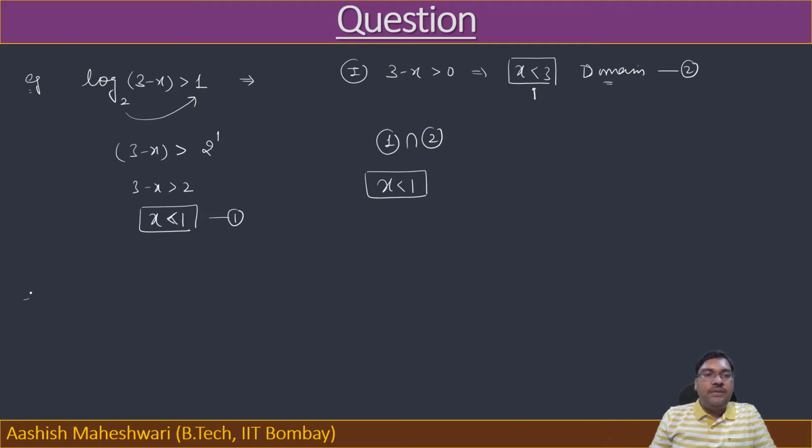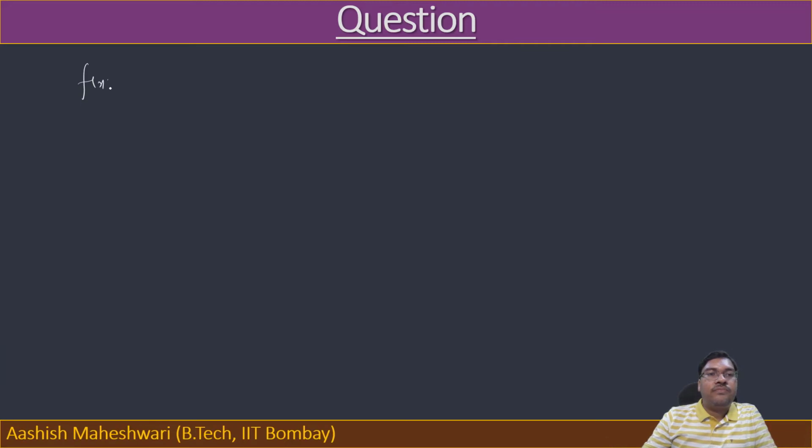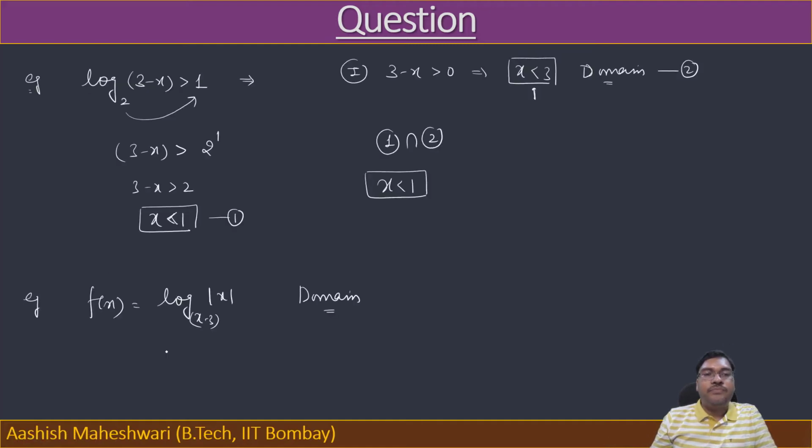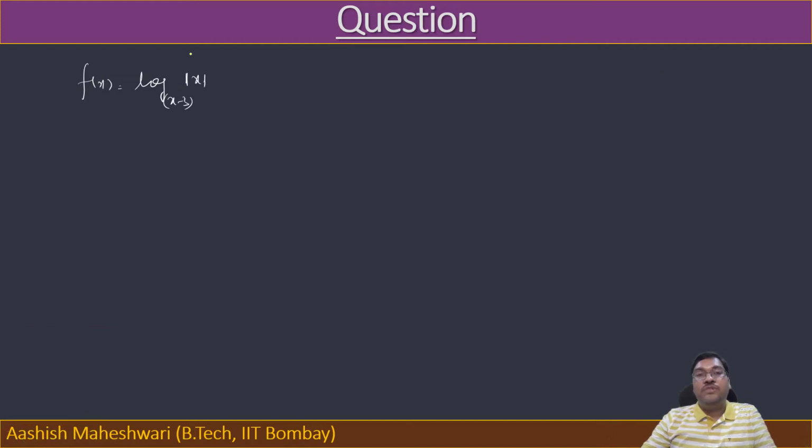So now let's say you have some function f(x) which is log of modulus of x to the base x minus 3. Now I ask you, what is the domain of this? That means what is the set of values of x for which this is defined? Let me write it on the next page. Let's say you have f(x) which is log of modulus of x to the base x minus 3, right? Now if I ask you what is the domain of this, you have to find those values of x for which this expression is defined.